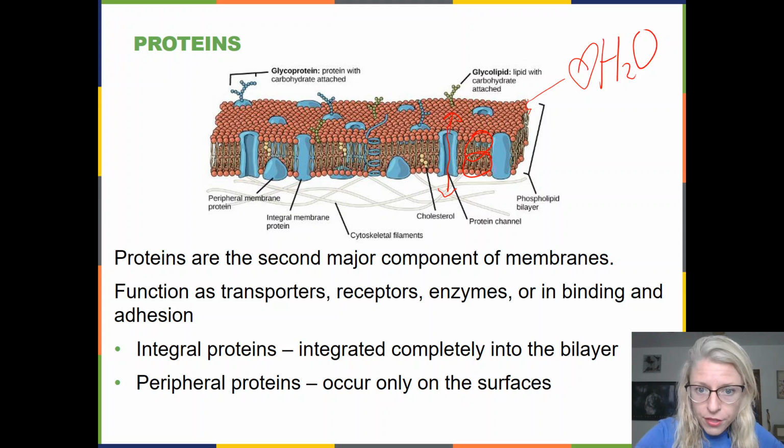Now you have these different things that are attached to the top of these proteins. These are glycoproteins or glycolipids, and they have carbohydrates attached. These things can be used in a number of different ways. Often they are used with the immune system. They identify cells as self so that the immune system does not attack them. And they're receptors for many other types of molecules in the body.